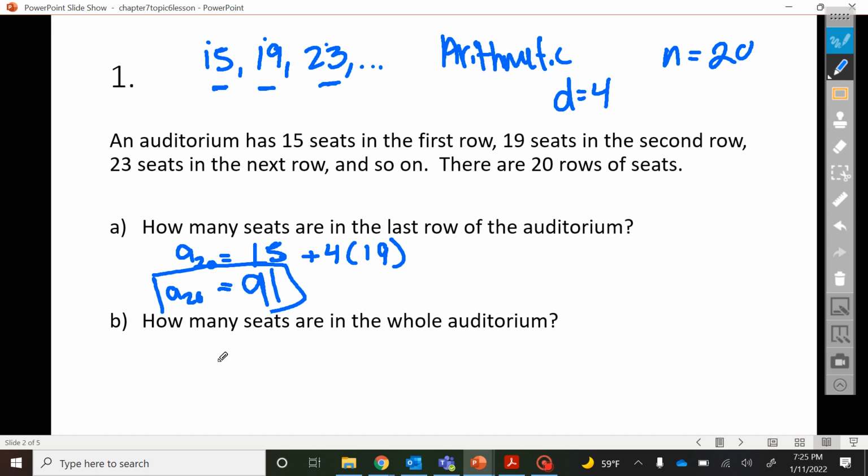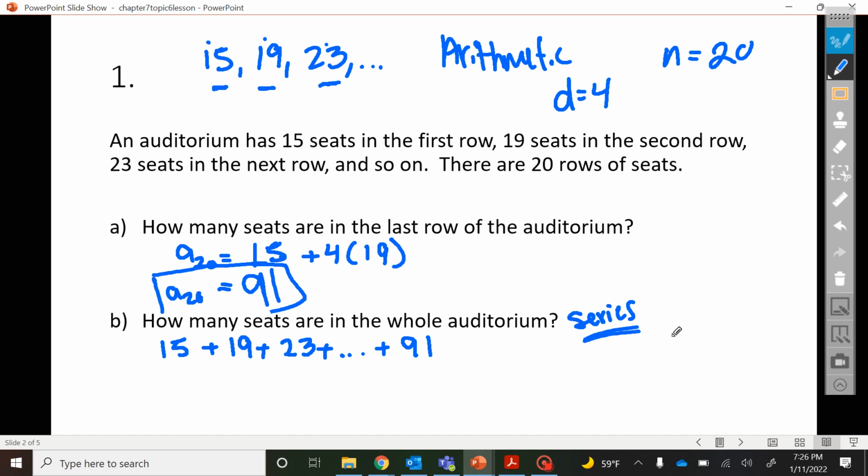All right, the next part of the problem says, how many seats are in the whole auditorium? This is actually the series when you think about it, because you're going to take the number of seats in the first row, add the number of seats in the second row, add the third row, and so on until you get to the last row, which had 91 seats. You're adding every single row together. So this is a series.